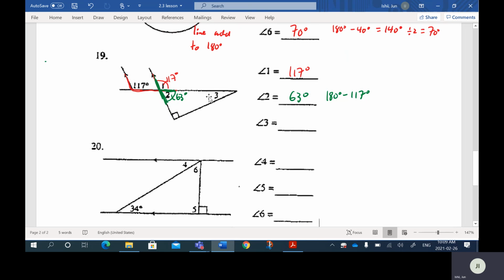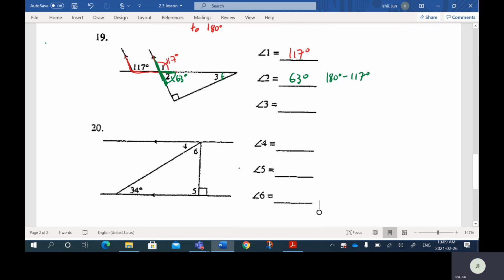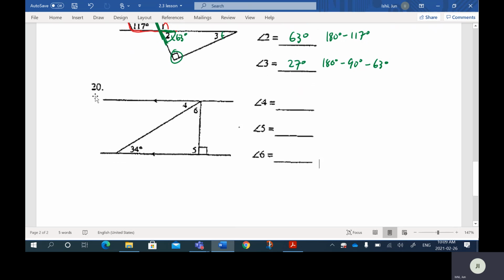So now we're going to be working to find angle 3 here. You can see that we're working with a triangle. Angles of a triangle add to 180, so I'm going to subtract the 90 degrees, this right angle here, as well as the 63, and what we're left with is 27. And so angle 3 there would be 27 degrees, right? Because angles in a triangle add to 180. Cool. All right, so one more here.